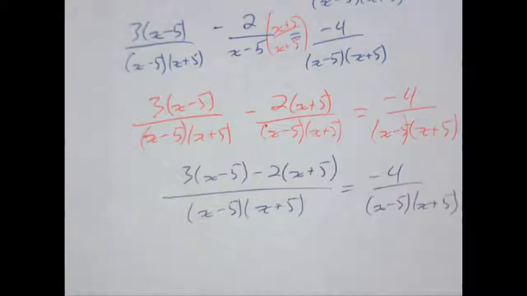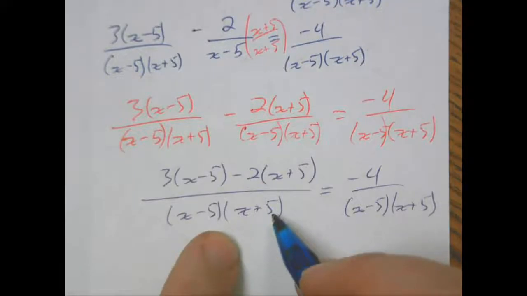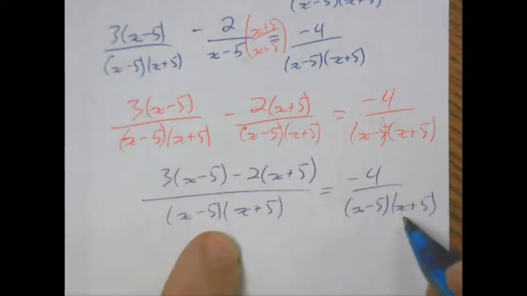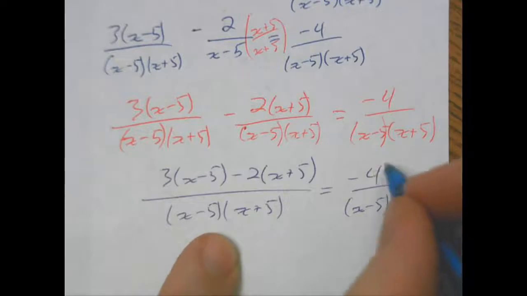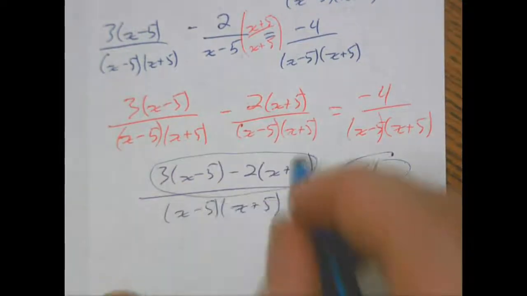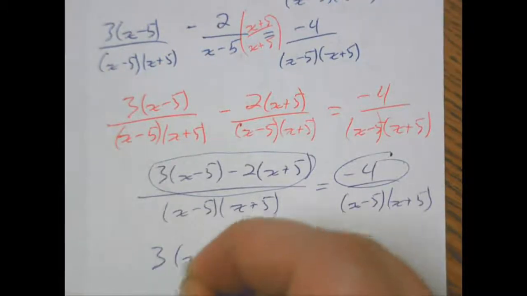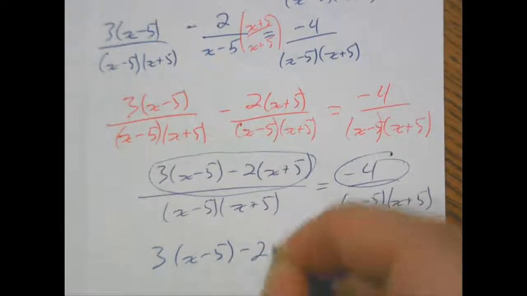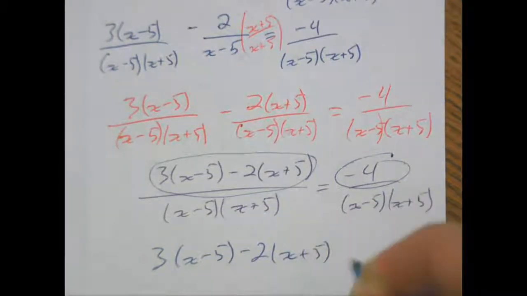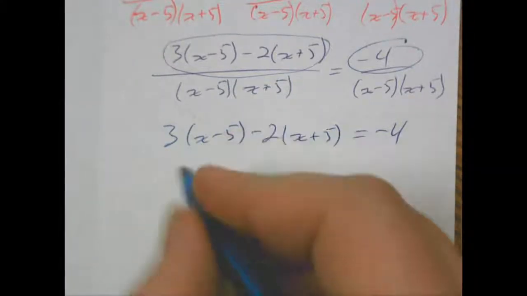All right, so now check this out. Since the denominators are the same, I have all that junk over x minus 5 times x plus 5 equals negative 4 over x minus 5 times x plus 5. Since these have to be equal to each other, the tops must also be equal for that to be true. So what I can do at this point is take the numerators and set them equal to each other and continue solving my equation, because now it's only one variable. I know there's a lot of work, but it makes it a lot easier now.